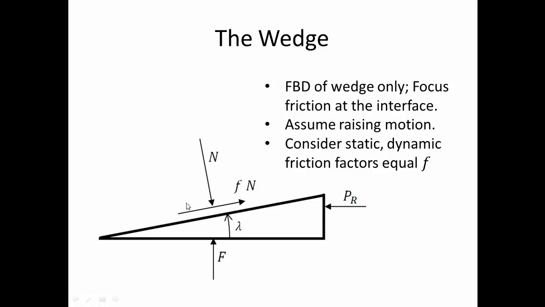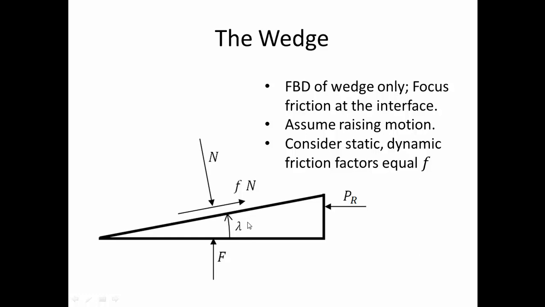So if I remove the nut, I actually have a wedge, and I can focus on the free body diagram of the wedge only. I'm going to focus on the friction acting right at the interface, and take whatever friction there might be on the bottom of the wedge and force that to be modeled here. So I've taken the nut away, and I'm going to have a normal force perpendicular to the wedge face, and then a friction force, f times that perpendicular normal force, that's going to be opposing the right to left motion of the wedge.